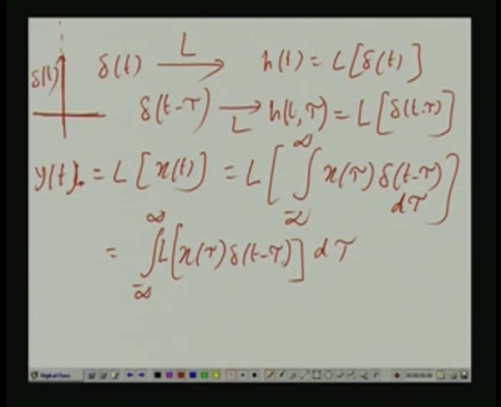And remember, delta t minus tau is the function of time, only x tau is a kind of amplitude. So, L will work only on this. So, this is x tau, and I know L working on delta t minus tau, as I said earlier, will be a function of two variables in the general case, h t comma tau. Remember this result. Okay. Now, using this result, we will prove some other results. So, I rewrite again.